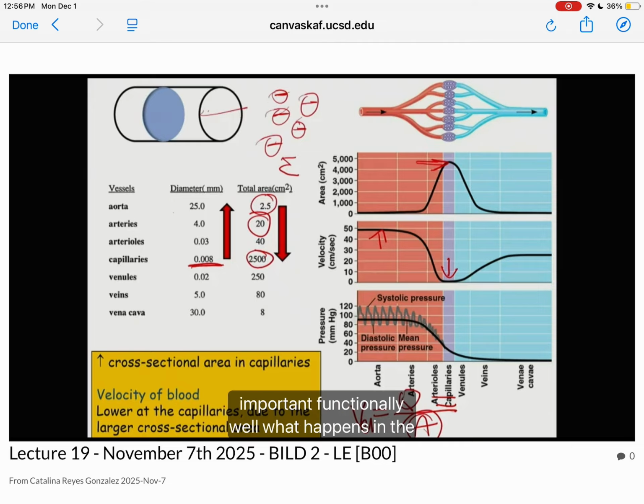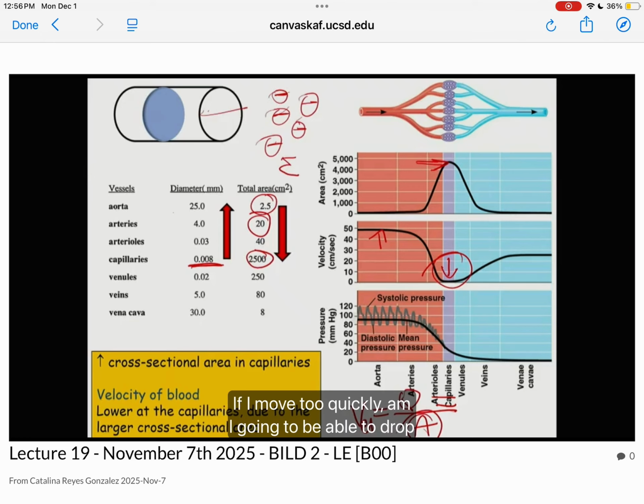And why is that important functionally? Well, what happens in the capillaries? In the capillaries, we have exchange. We have diffusion happening, right? So I'm bringing arterial blood, and I get here to the brain, and I need to deliver the oxygen and the nutrients, pick up the waste and the CO2, and keep going, right?